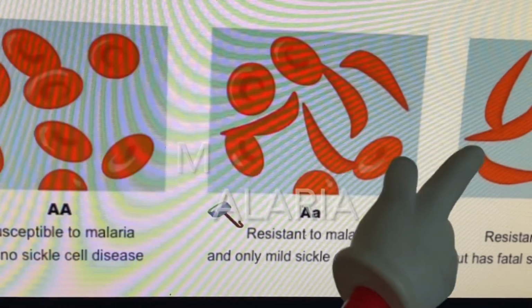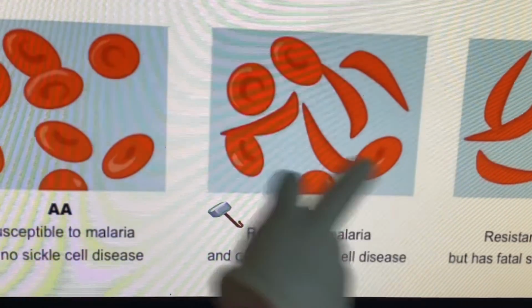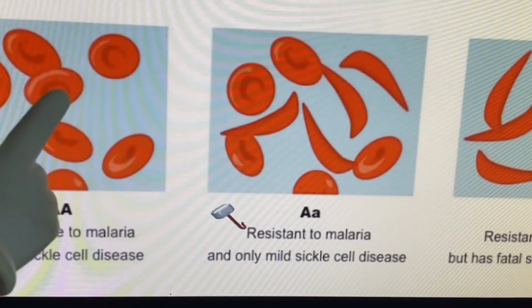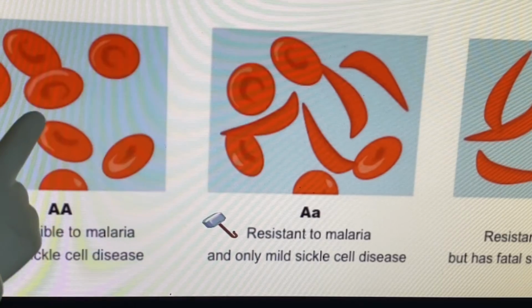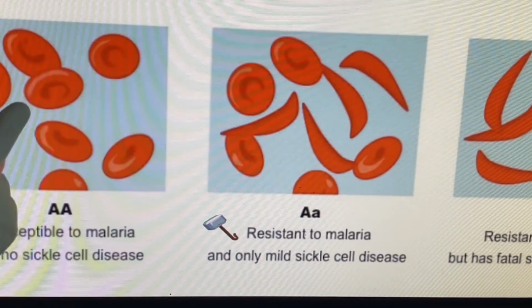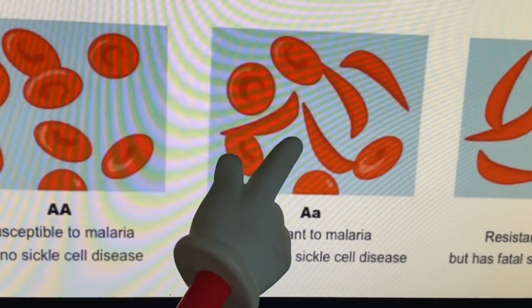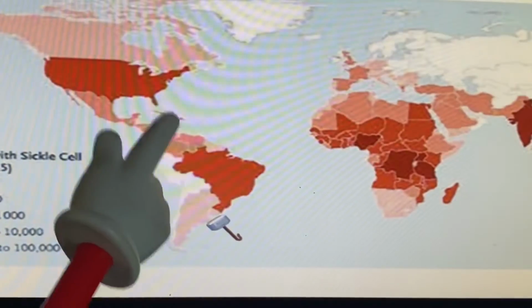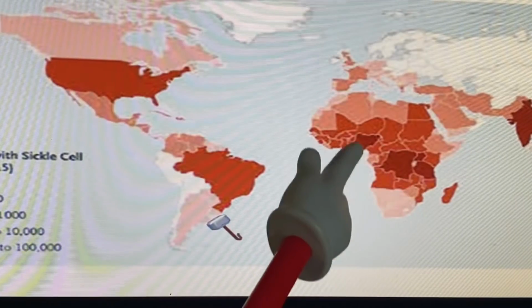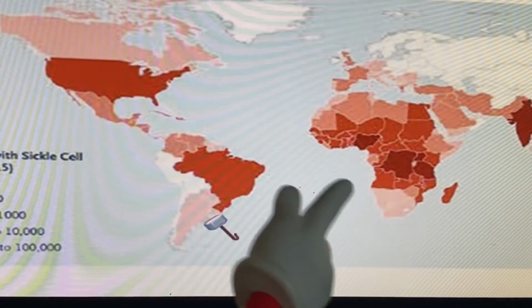So if you get the total sickle cells, you're not going to survive. If you get the regular cells, you'll do great, but you will probably get malaria, and malaria might kill you. But if you have the combination, you can't get malaria, so you're more likely to survive. So it makes sense that sickle trait would show up more often in places where there's more malaria.